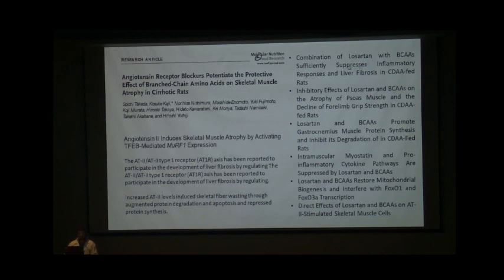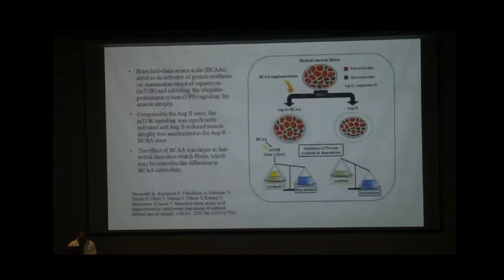This study showed that the combination of losartan, which suppresses the angiotensin receptors, with branched-chain amino acids suppresses inflammation, liver fibrosis, and sarcopenia. Intramuscular myostatin and pro-inflammatory cytokine pathways are also suppressed by losartan and branched-chain amino acids. So supplementation of branched-chain amino acids with an angiotensin receptor blocker improves skeletal muscle mass. There is no human study, only rat studies on angiotensin II.